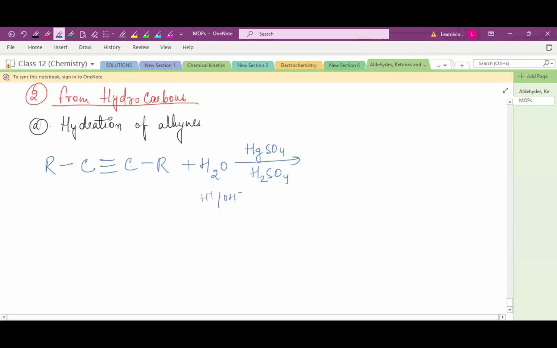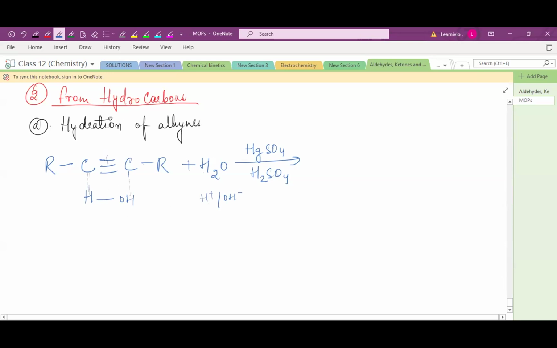I will discuss what you are supposed to do in the unsymmetrical type, but first let's see the unsymmetrical type of alkynes. This is H2O, this is water, right? So what you're supposed to do: this pi bond will break, and you have to attach one hydrogen to this carbon and OH to this carbon. So what happens?